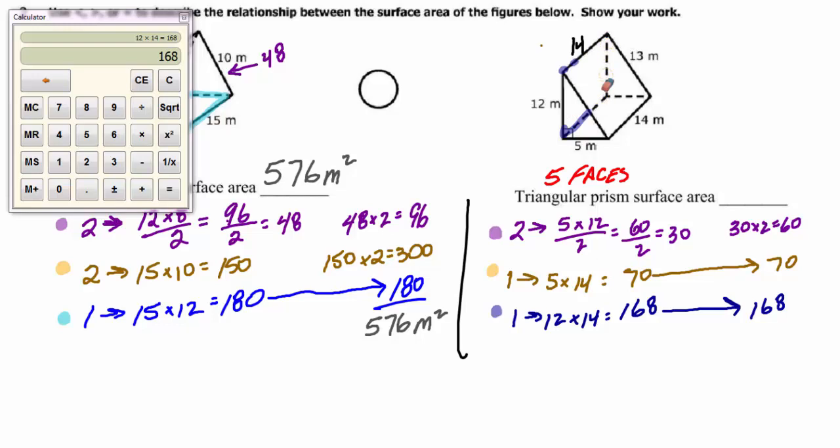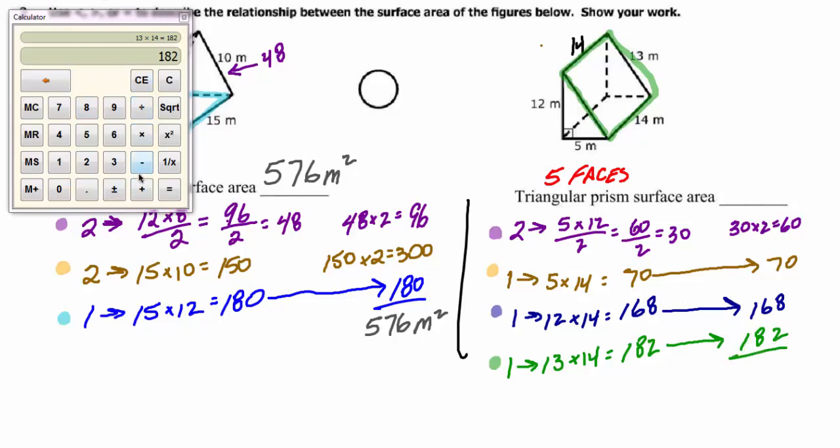And then finally, we have a face right here that is 13 by 14. So we have one face that is 13 by 14. So it's just a 14 more than that. I think that's 182. Let me just check it though. 13 times 14. Yeah, 182. Bring that over. And let's add those all together.